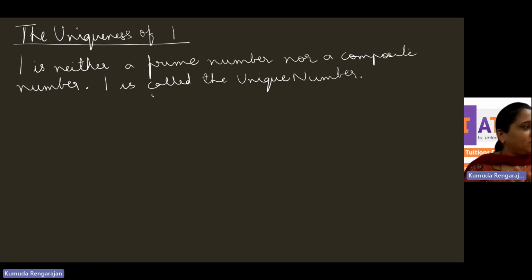2 is the smallest prime number. 2 is the only even prime number. Correct? Because all the other prime numbers are odd. All the other prime numbers are not divisible by 2. That's why they are prime.